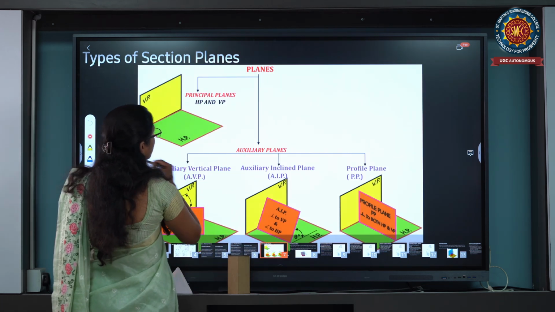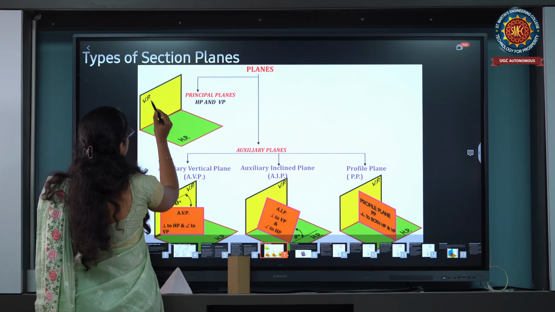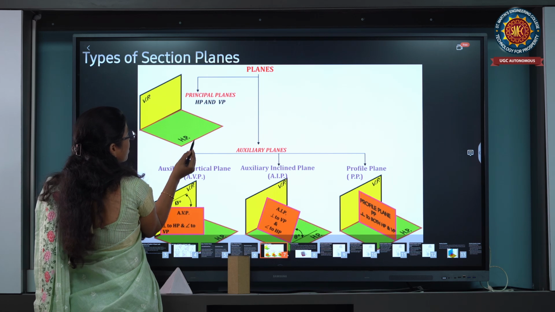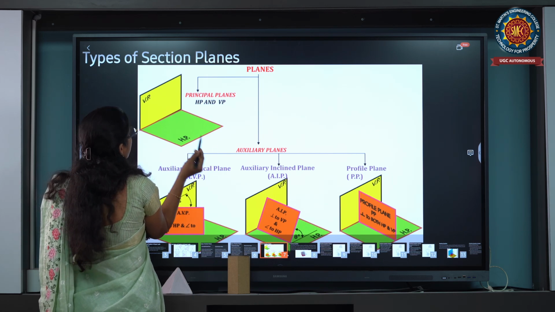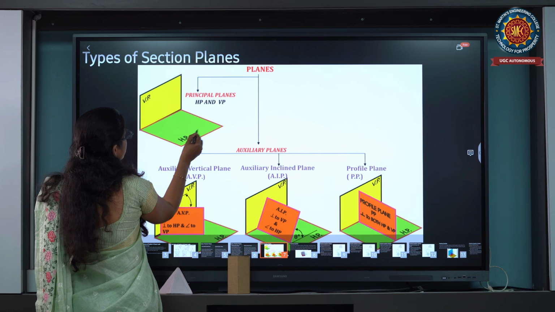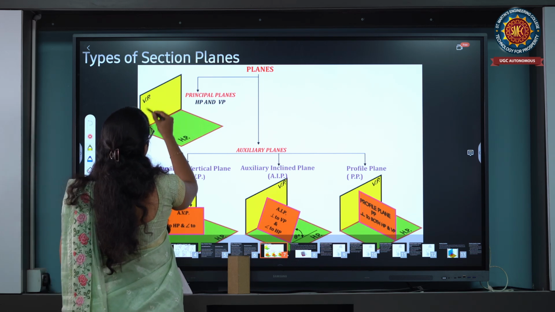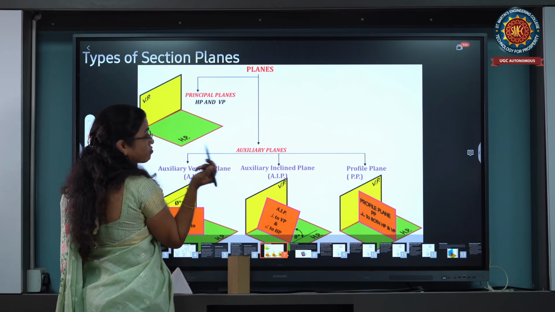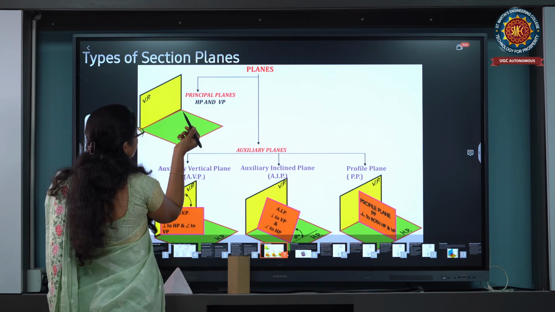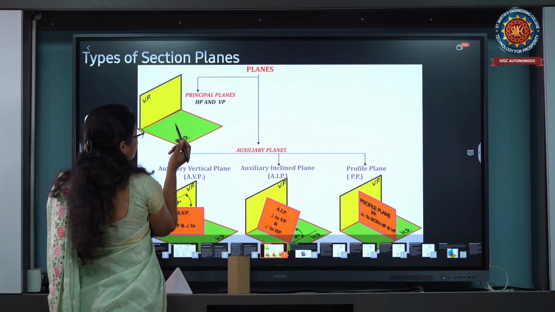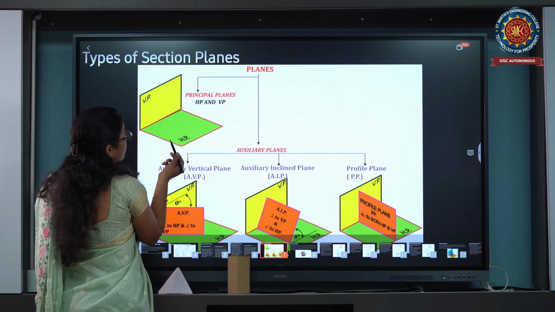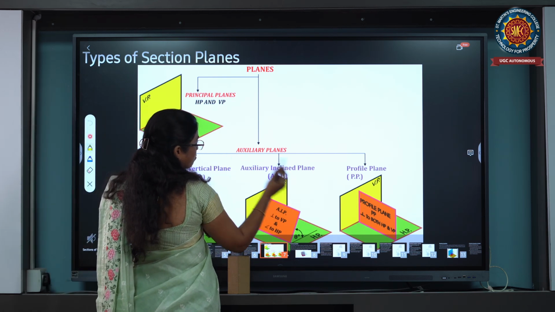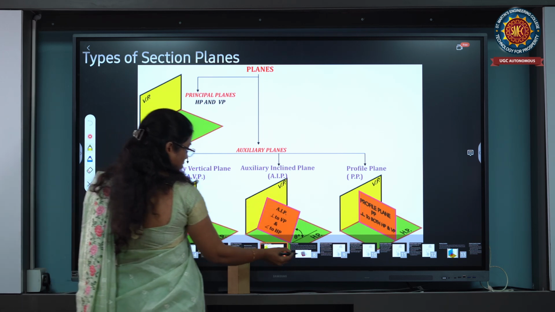Here, see, this one is VP and HP. Using these references, we need to draw the front view and top view. Because of that, this is the first angle projection method. This is the first quadrant. What is the first quadrant? In the first quadrant, the object is placed above the HP and in front of VP, like that, then you will get a front view and top view. Using these section planes, we need to draw the front view and top view.